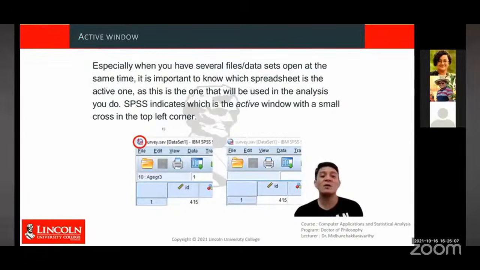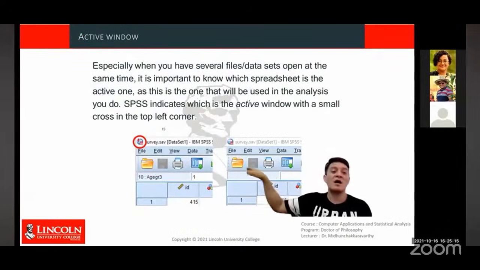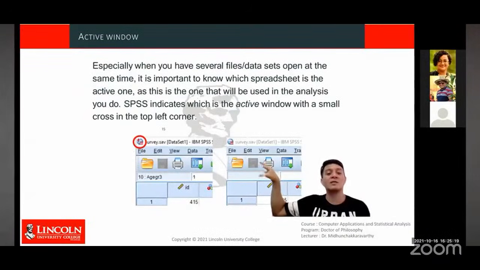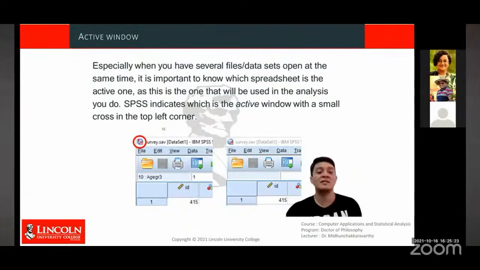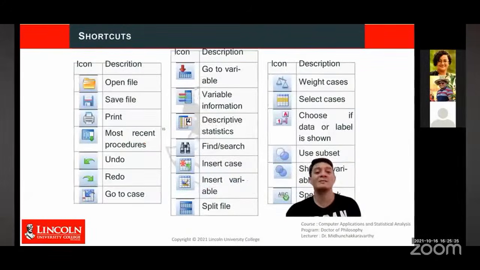And this is the one that you will be using for the analysis you do. The SPSS indicates which is the active window with a small cross variable there on the top. So that's the active window. That's the one that you're using now. If you open a lot of SPSS, there's a tendency that you can open a lot of windows.